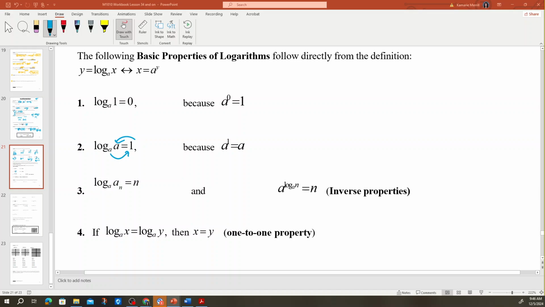Oh, this didn't convert very well. That n should be up in your exponent. Did your guys' PDF print properly? Yeah. Okay.